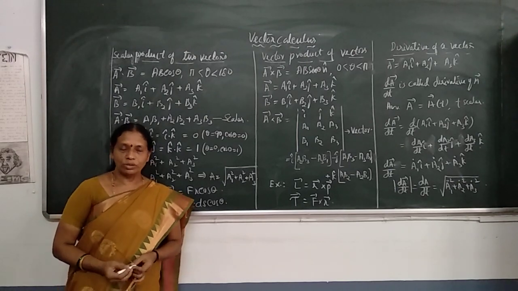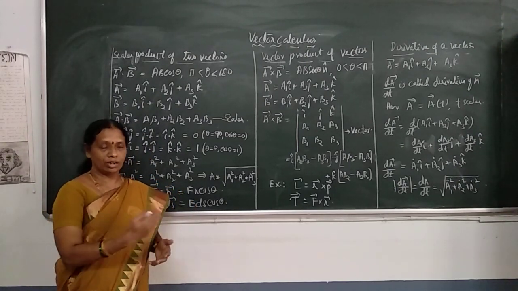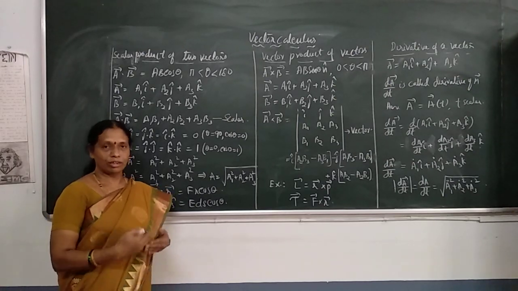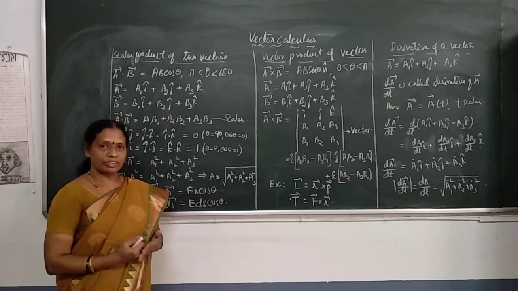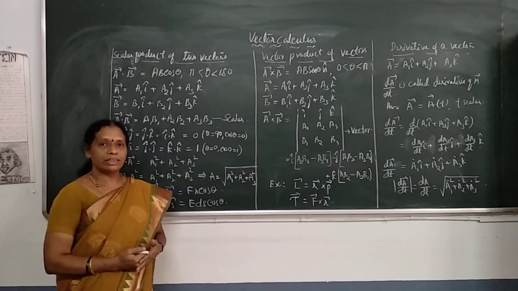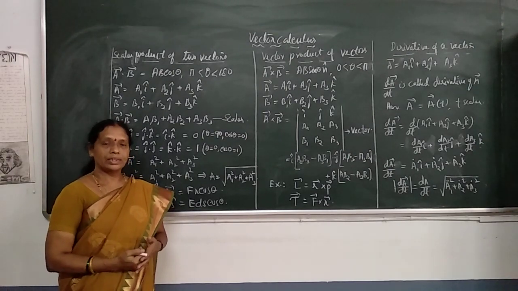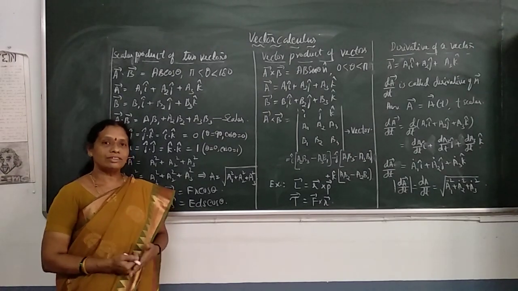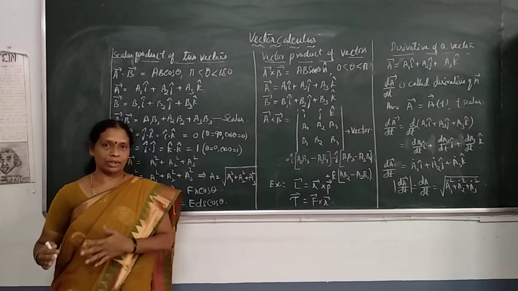You have studied about the physical quantities and the classification of physical quantities in your PU classes. What are physical quantities? The quantities which can be measured are called the physical quantities. And the physical quantities are classified into 2 groups as scalar quantities and vector quantities.